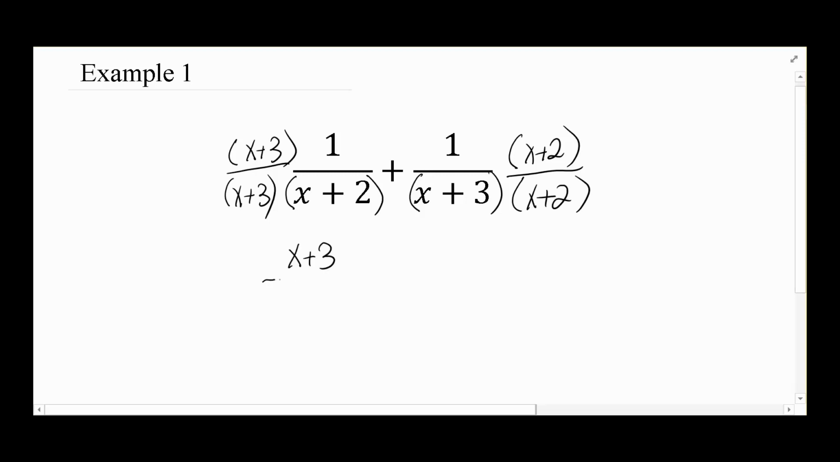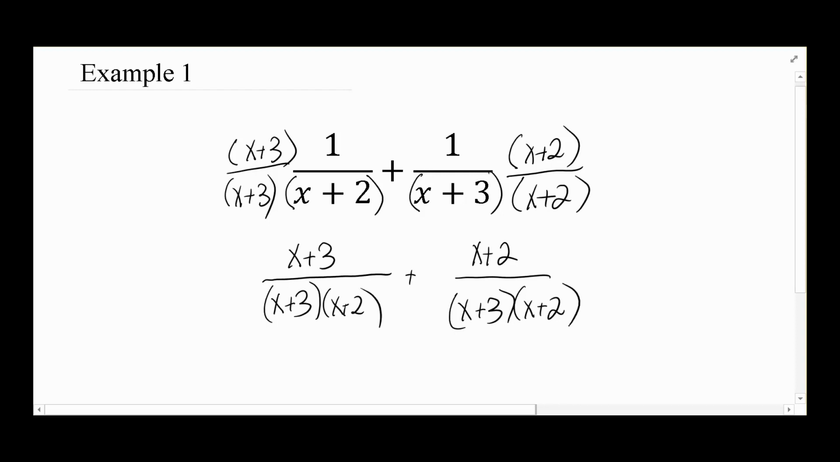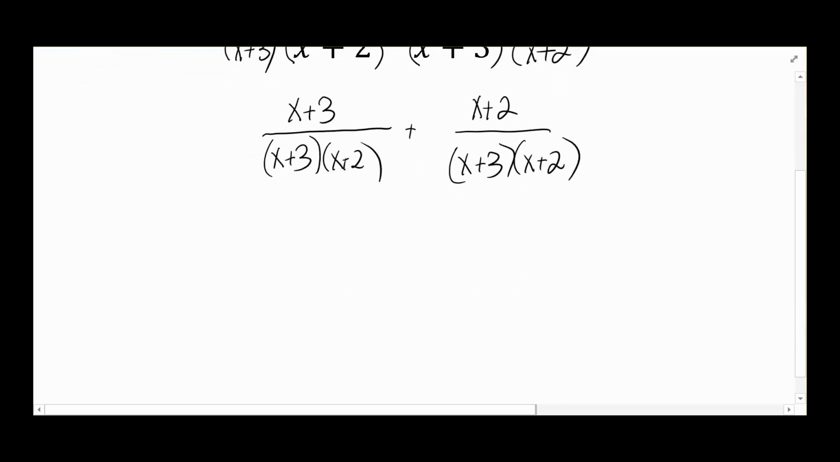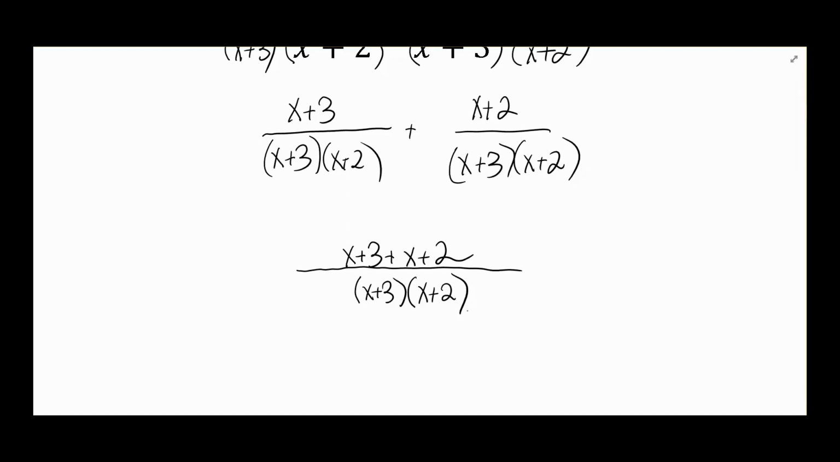We have an x plus 3 over x plus 3, x plus 2, and we have an x plus 2 over x plus 3, x plus 2. So now my denominators are the same, and now I can just add the numerators together. So up top, I'm going to get x plus 3 plus x plus 2. And in my denominator, remember the denominator doesn't change. Once you make the denominators the same, they don't change, because that's just how many pieces the pie was cut up into.